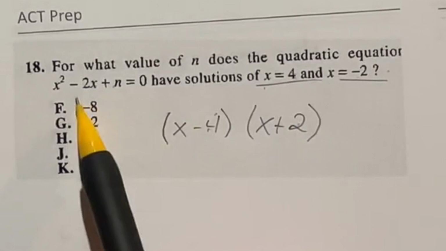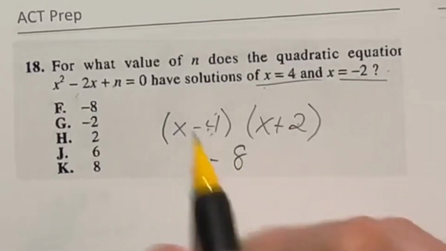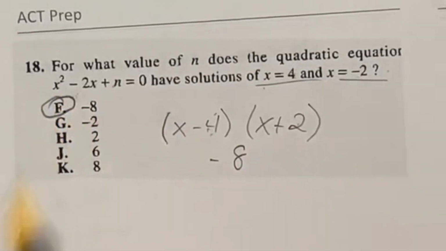Well, if we go backwards from here, then that just means we need to multiply these two together to get this number and add them together to get this number. Indeed, negative 4 plus 2 is negative 2, but what's negative 4 times 2? That's going to give us negative 8. So n should be negative 8, which is answer F.